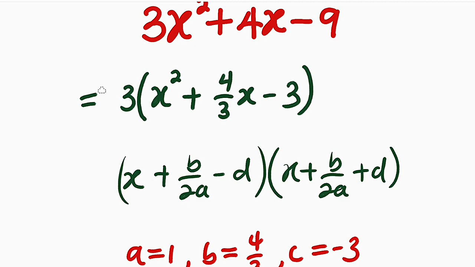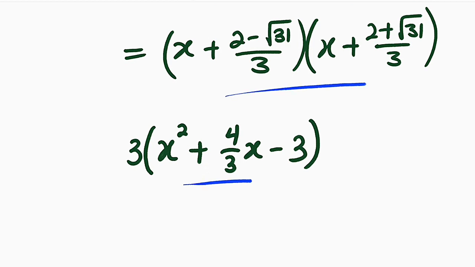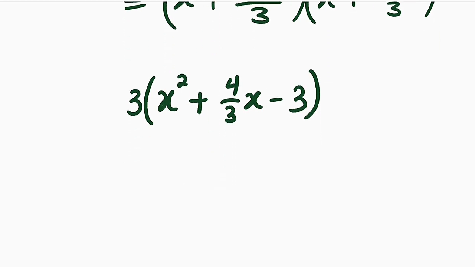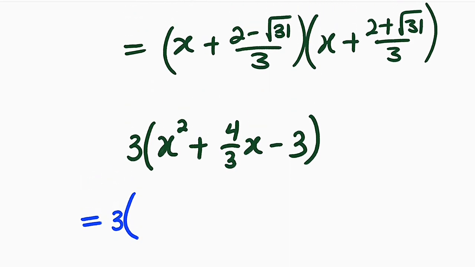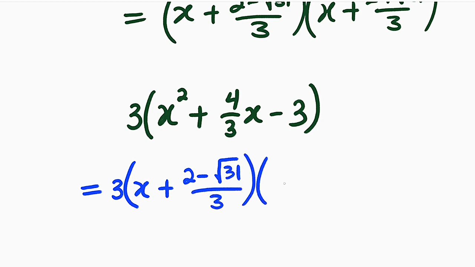Let me just copy this. To fully factorize this, because this is equivalent to this, all we have to do is multiply these factors with 3, right? Therefore, finally, this is equal to 3 multiplied by (x + (2 − √31)/3), then multiplied by (x + (2 + √31)/3).